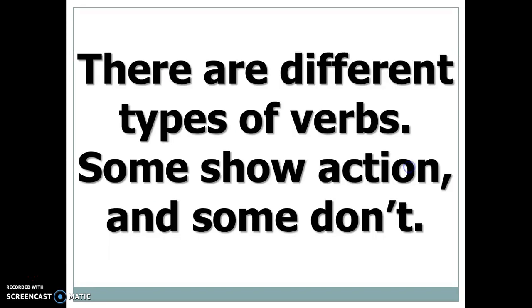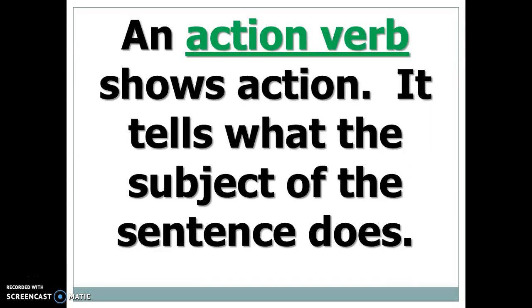Let's hope. Okay, so there are 3 different types of verbs. Some show action and some don't. You know this. We're going to start with action verbs. So use that action verb. Open up that action verb flap, and what you write under definition is it shows action. It tells what the subject of the sentence does. Pause, write that down, and then continue.